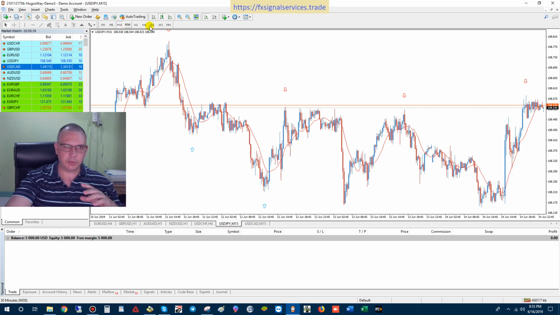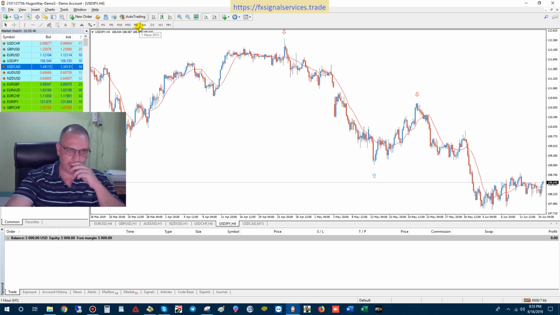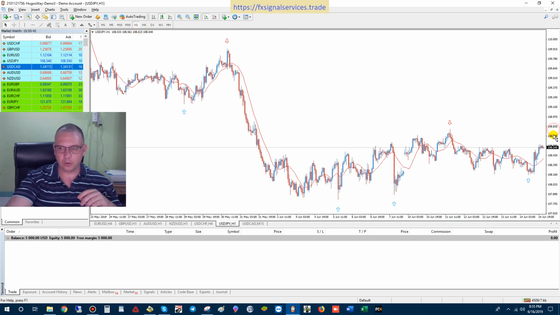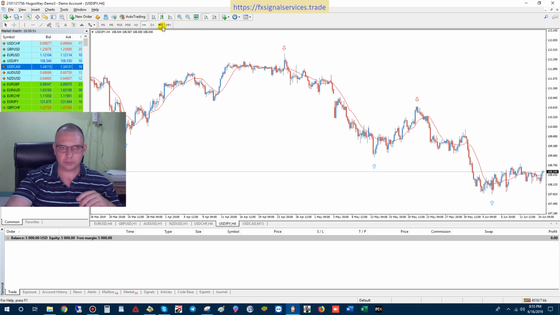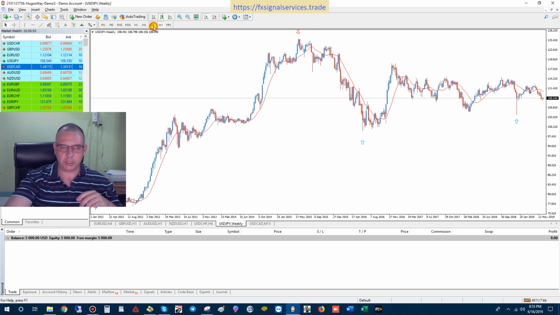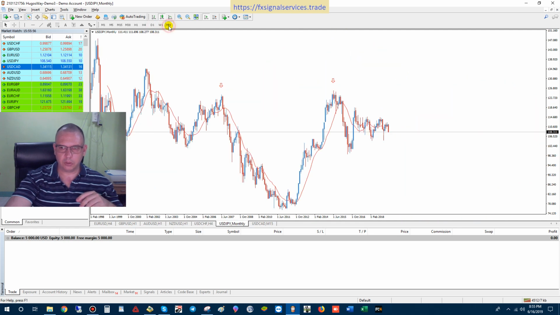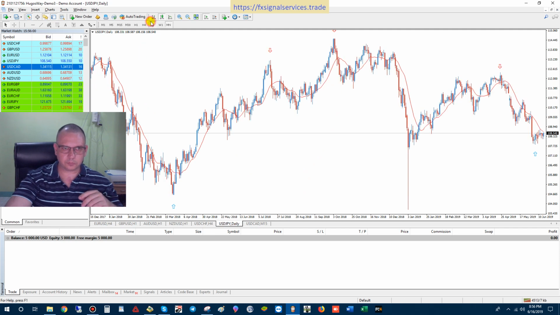Now this is on a 15-minute chart, so if I look at the next higher time frame like a H1 or H4, we see that this is showing bullish still, right? And the H4 is showing bullish. Weekly showing bullish, daily showing bullish, and the monthly showing bearish still. So we can predict that this is most likely going to be going up.